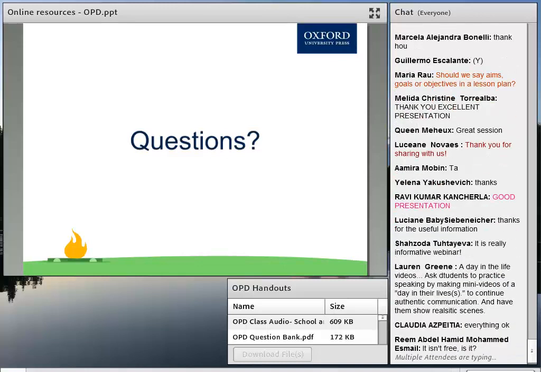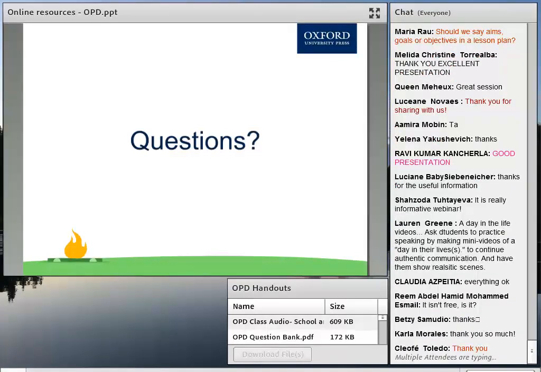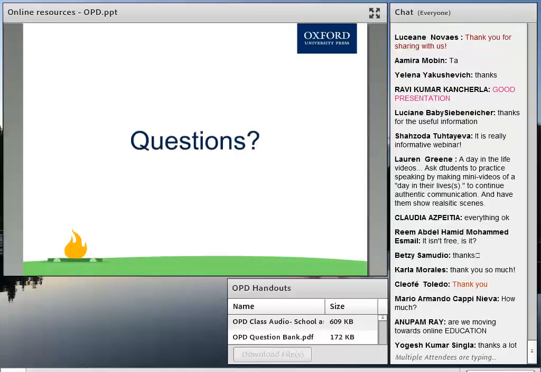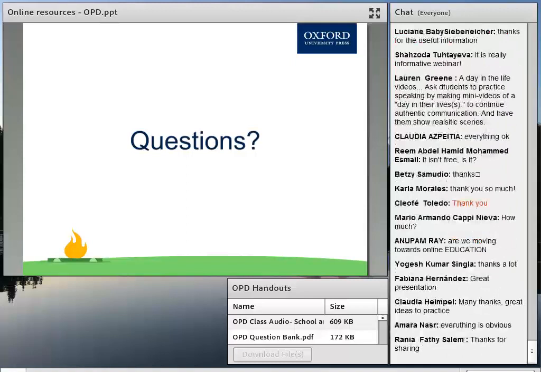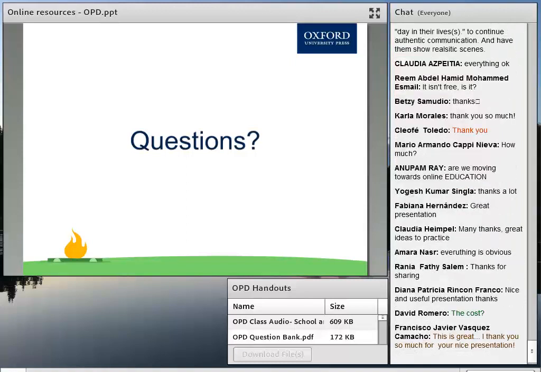How is OPD different from a course book? So the OPD has print workbooks. I didn't go over those because I'm thinking about teaching in an online setting, but it can be a course book if you're using the workbooks, but it can also be a supporting material.